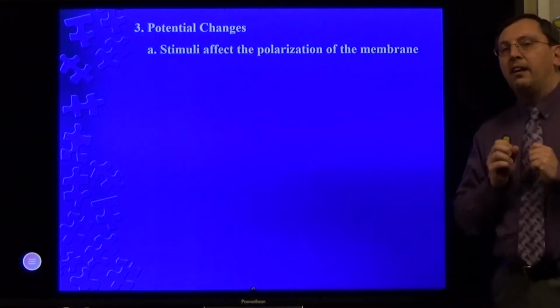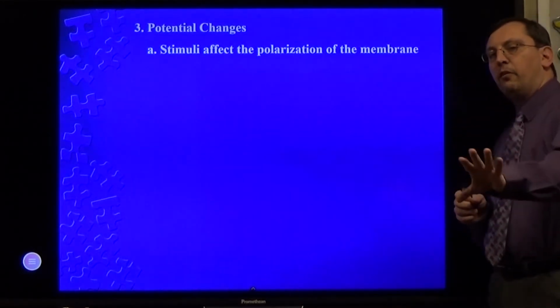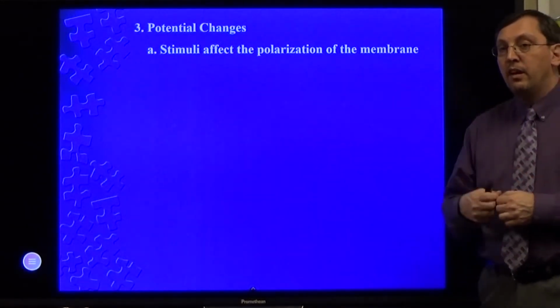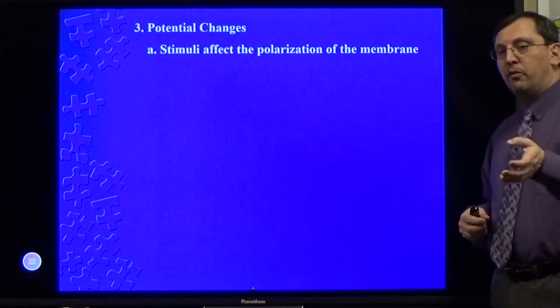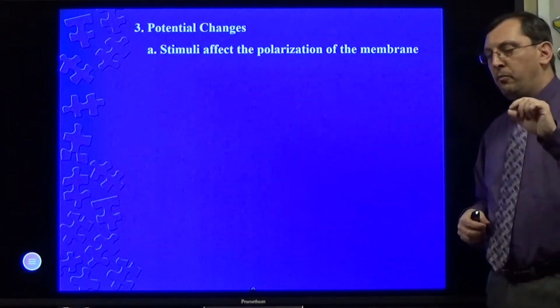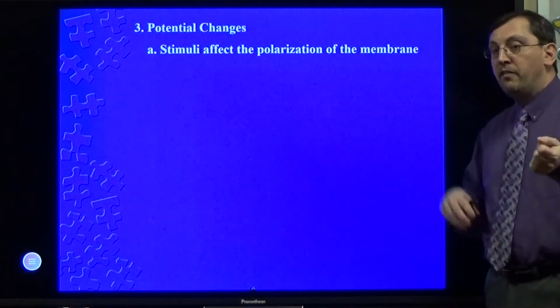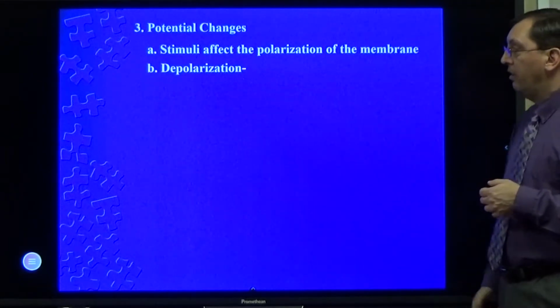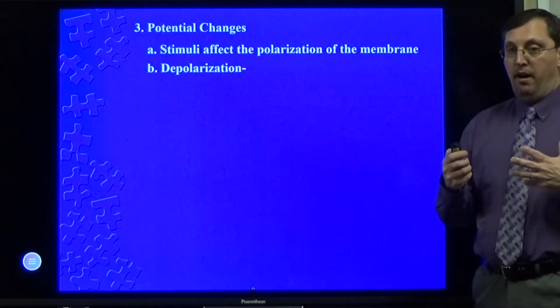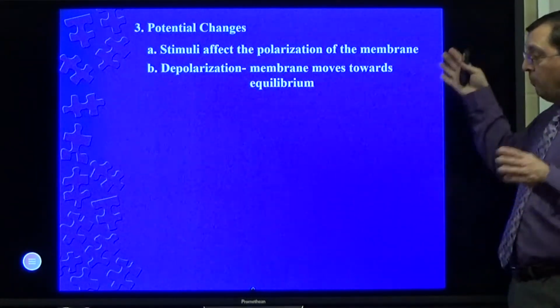I need something to activate this concept. This is where a signal from a previous one is going to activate it. So one nerve is going to send a signal to the other one using chemicals, and those chemicals are going to cause a triggered effect. It's going to basically turn on the response, allowing everything to flow back in. It's going to affect that polarization. It's going to cause it to depolarize. So the membrane is going to move towards equilibrium.